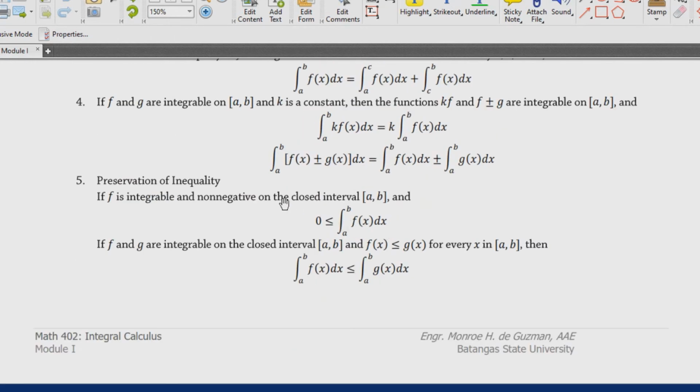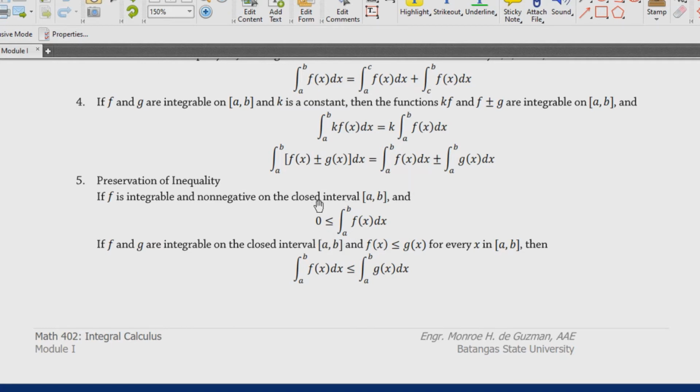So for the inequality naman ng ating mga integral, so una dito is if you have an integrable f and it is non-negative, so you have to expect na yung iyong magiging sagot is greater than 0 or at least equal to 0.